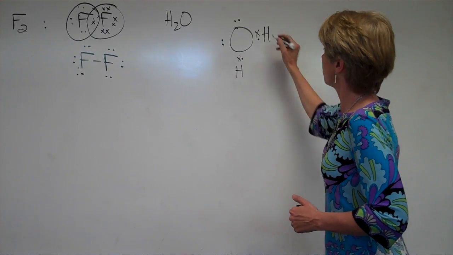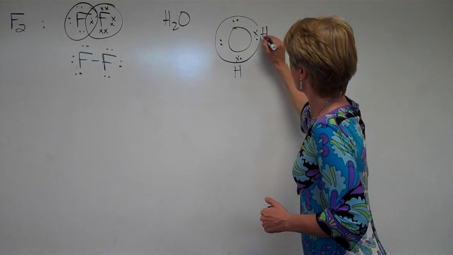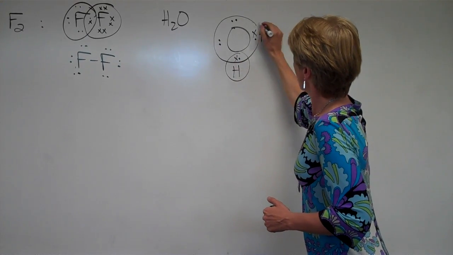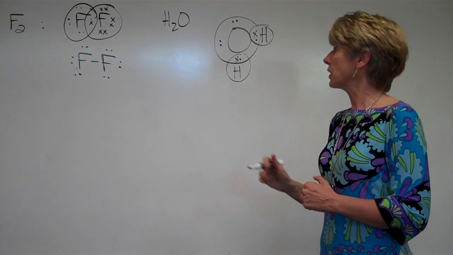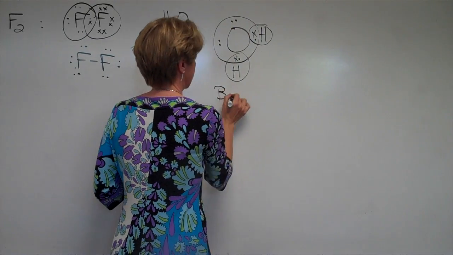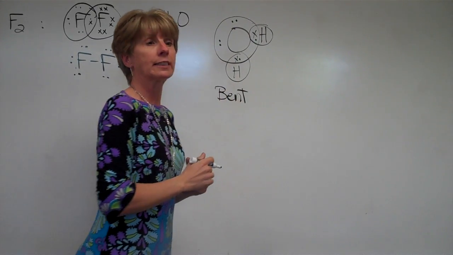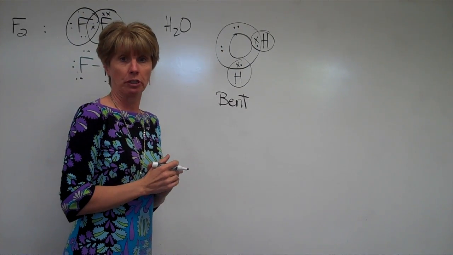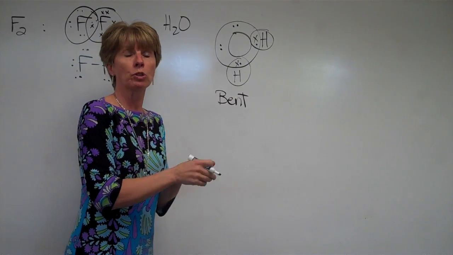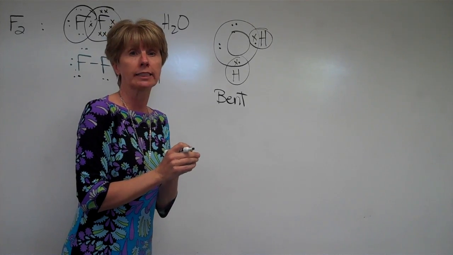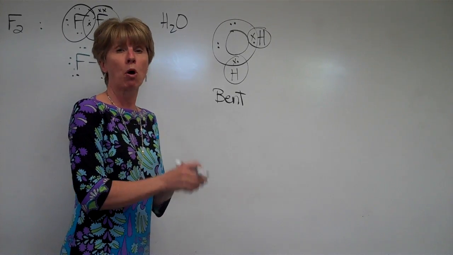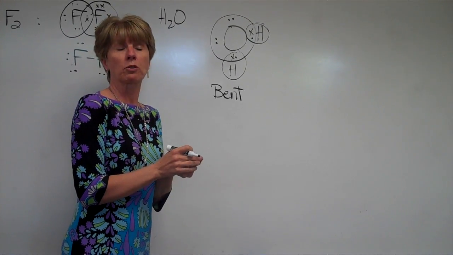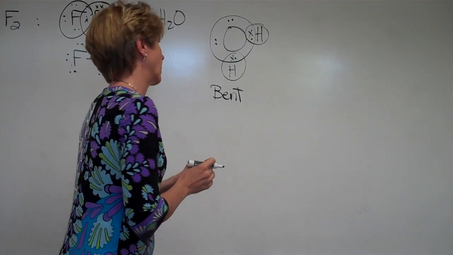Okay? Here's going to be the shape of the water molecule. Okay? This happens to be bent. Water is a bent molecule. It is not symmetrical. This is a polar covalent bond, and the molecule is polar. Water is one of the most polar molecules out there.